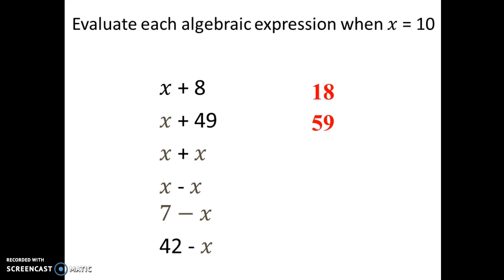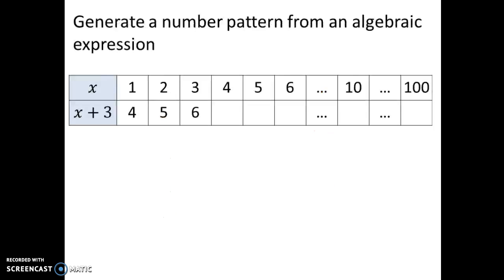If I have x plus x, it becomes 10 plus 10, which is 20. X minus x will be 10 minus 10, which is 0. 7 minus 10 is negative 3. And 42 minus 10 is 32. What we have done when doing this kind of process with algebra is called substitution. So we have substituted a value for our pronumeral.